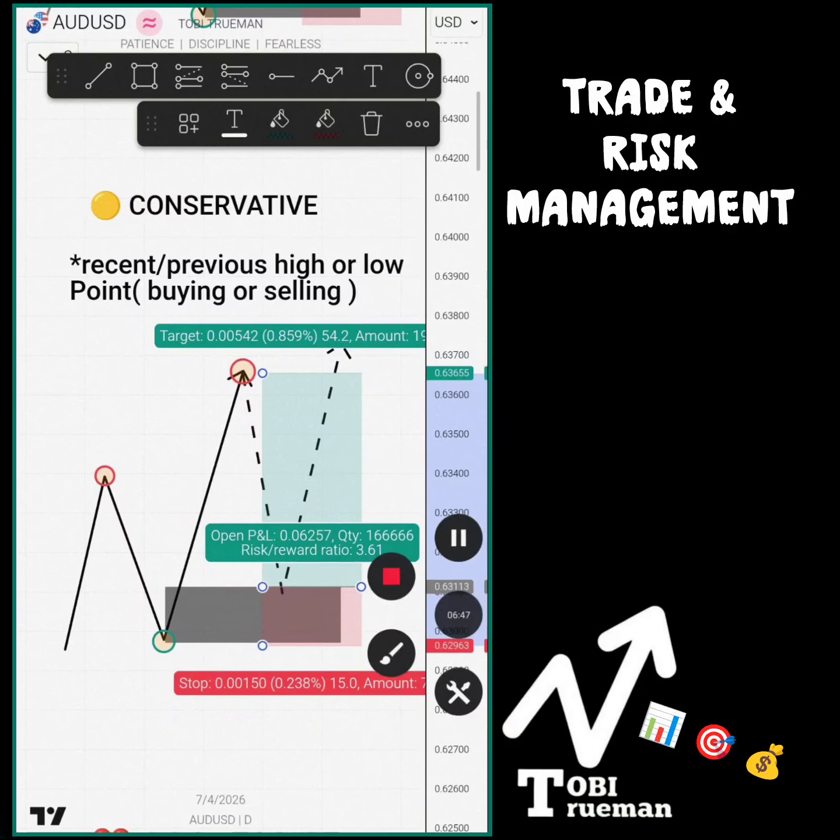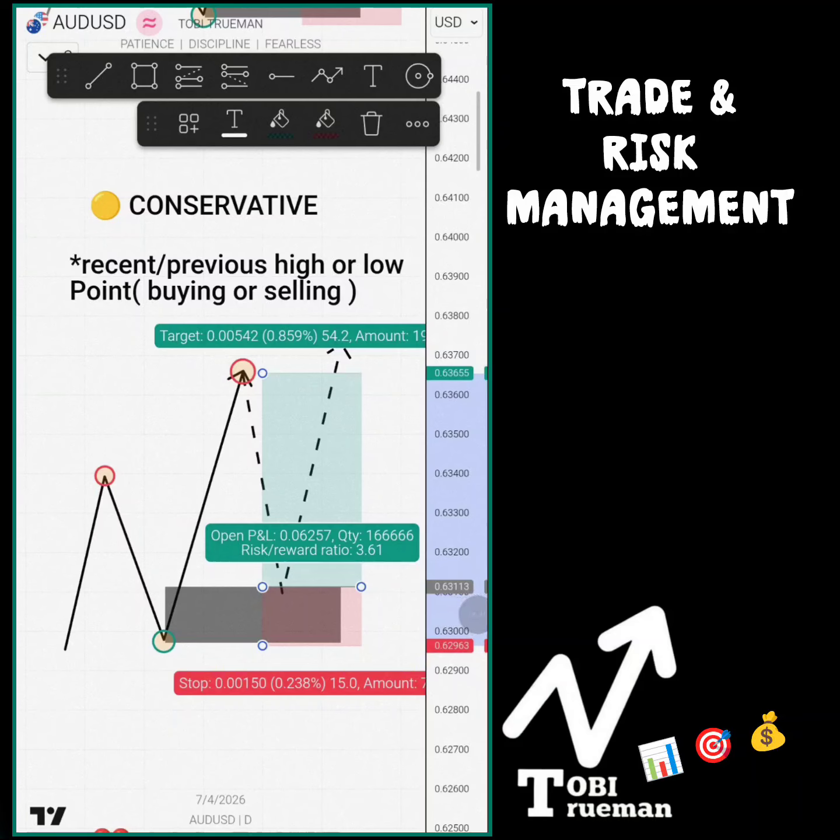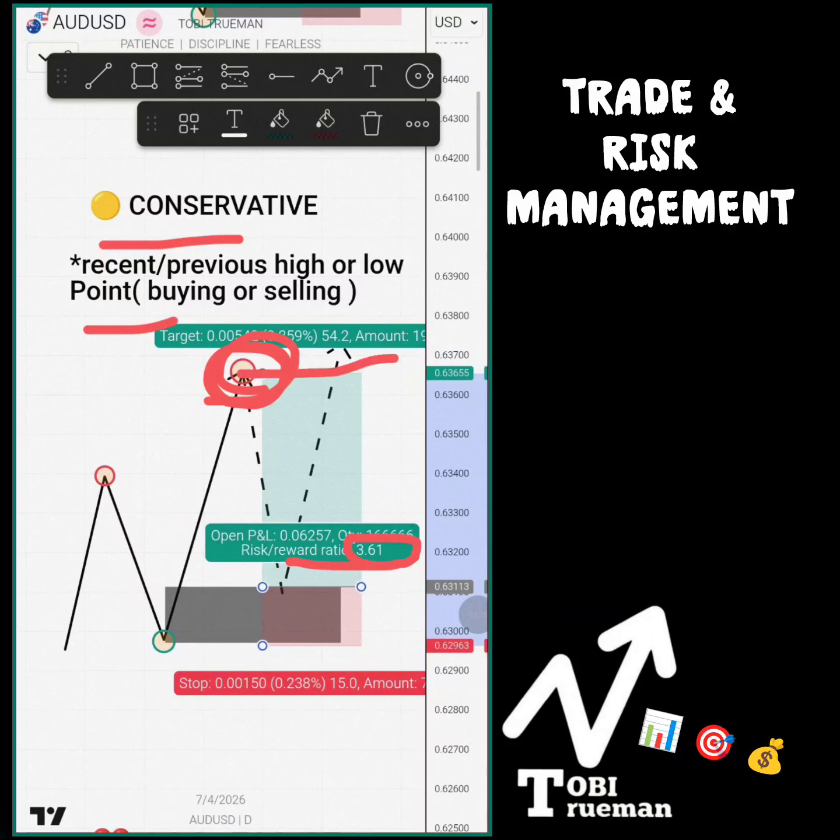Now, the difference between conservative and recommended is this. In recommended, after we have entered the trade, like I usually do, I risk 1 to get 3. Before the price gets to the previous high point, if my 1 to 3 ratio is just around this place, I take it. But when you are being conservative with your take profit, you target the previous high point, which is the recent or previous high or low point. That's where you target. In this scenario, as we are buying, you target the high point. Sometimes you see that the risk to reward ratio at this place is 3.61. So that is where you target.